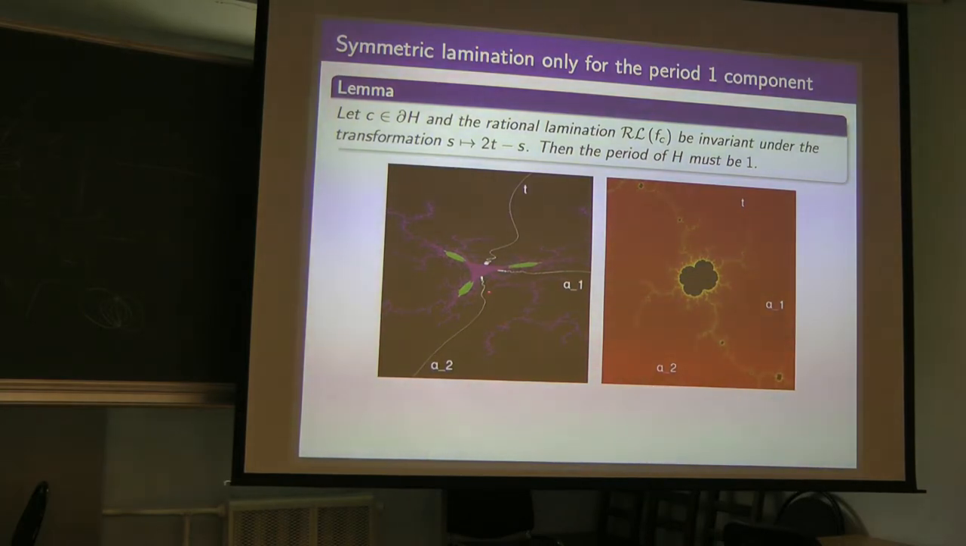The angles of the parameter rays accumulating there correspond to the angles of the external rays landing there, and this angle of the external ray accumulating here corresponds to the angle of the external dynamical ray landing there. My claim is that, so our hypothesis is that the rational lamination of this polynomial is invariant under this transformation. Let me just tell you why that's impossible.